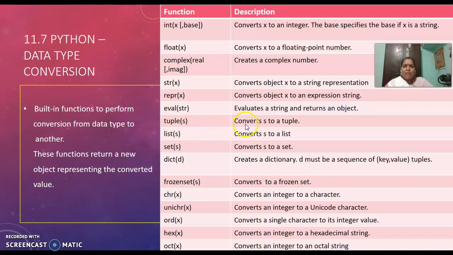tuple(s) converts s to a tuple. list(s) will convert s to a list. set(s) will convert s to a set. And next, dict(d) will create a dictionary, and d must be a sequence of key-value pairs. And frozenset(s) will convert s to a frozen set. chr(x) will convert an integer to a character. Next, unichr(x).